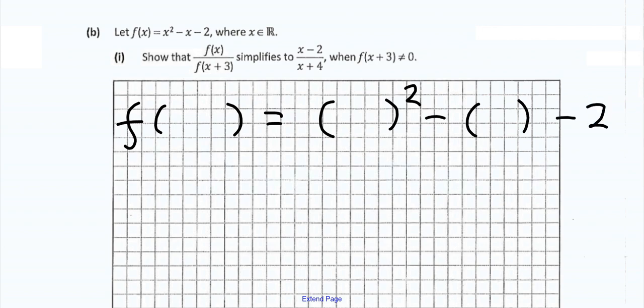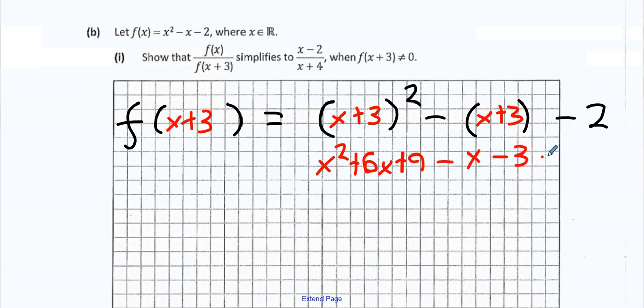So what I'm going to say is that f of blank is blank squared minus blank minus 2. Square that out, you get x squared plus 6x plus 9. Take away that minus x minus 3 minus 2. Then you're going to get x squared plus 5x plus 4, yeah?